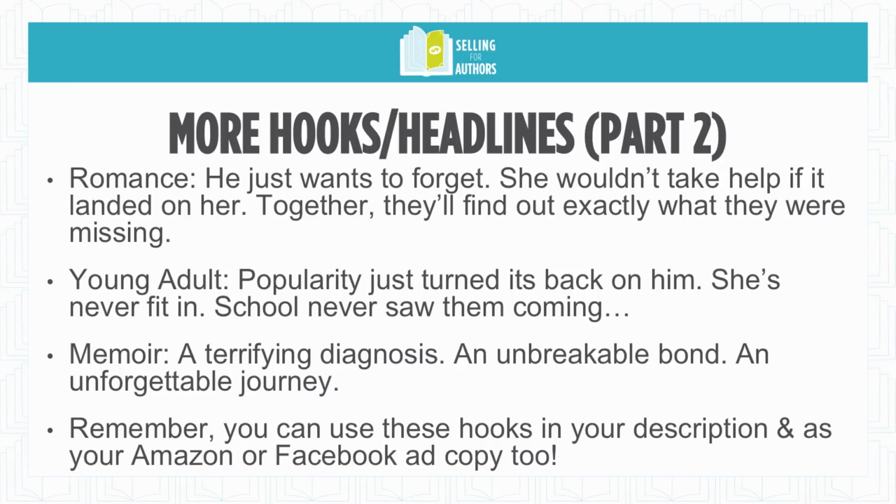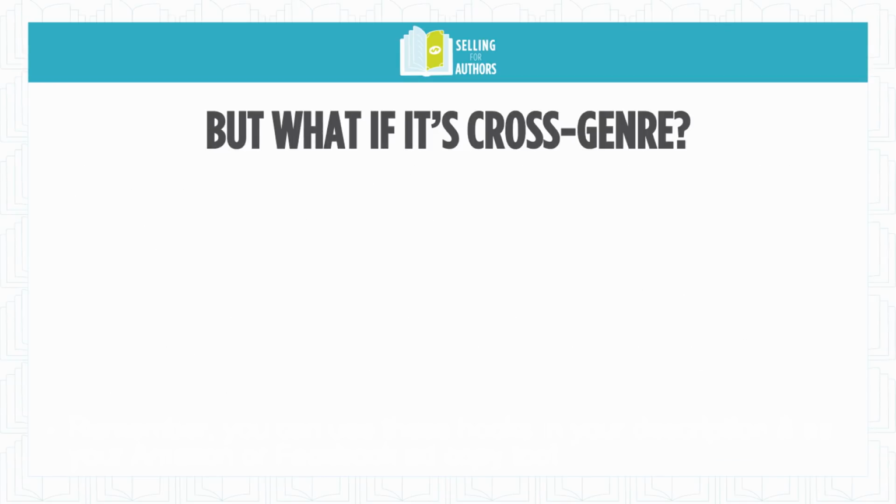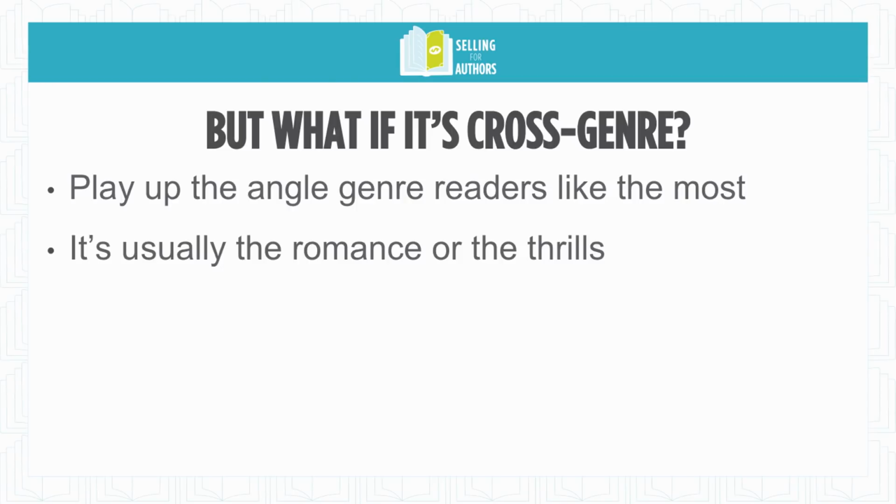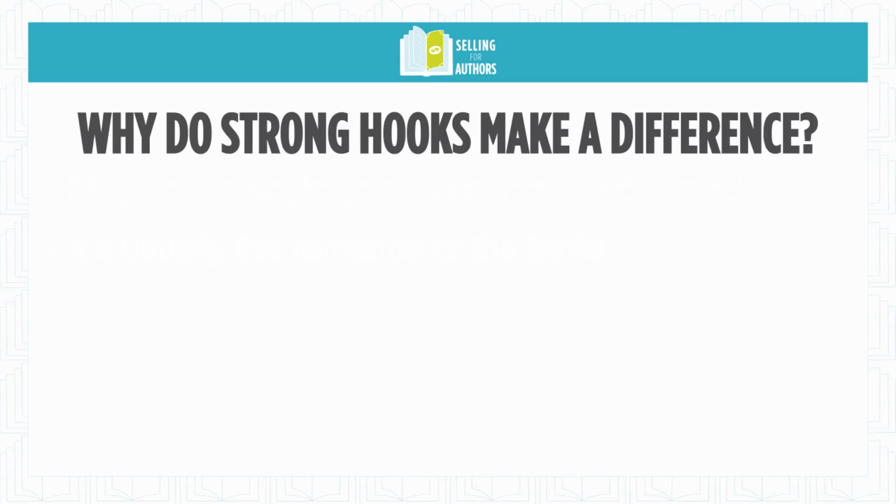Now remember, you create as many headlines as you want, and then you can use them in your advertising copy as well. But what if it's cross-genre, you might ask? You play up the angle that genre readers tend to like the most. It's usually romance or thrills. Romantic suspense can be a little bit hard, but you can make it more of a romantic headline, with the element that could keep them apart in the third part of that hook be the suspenseful thing that could kill them, sort of thing.